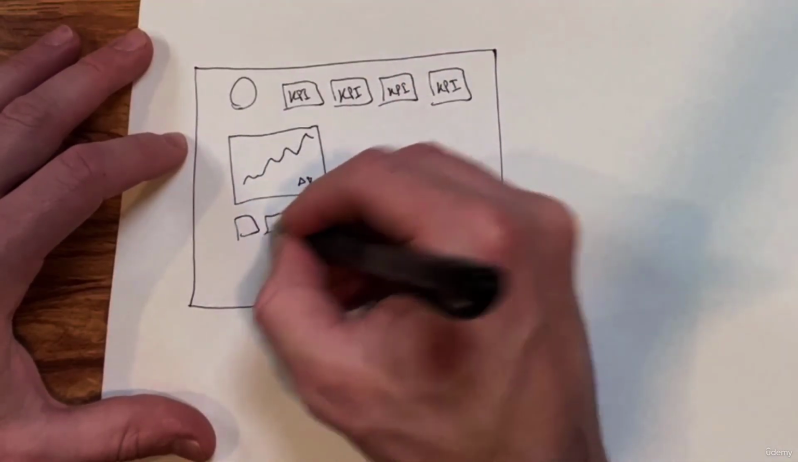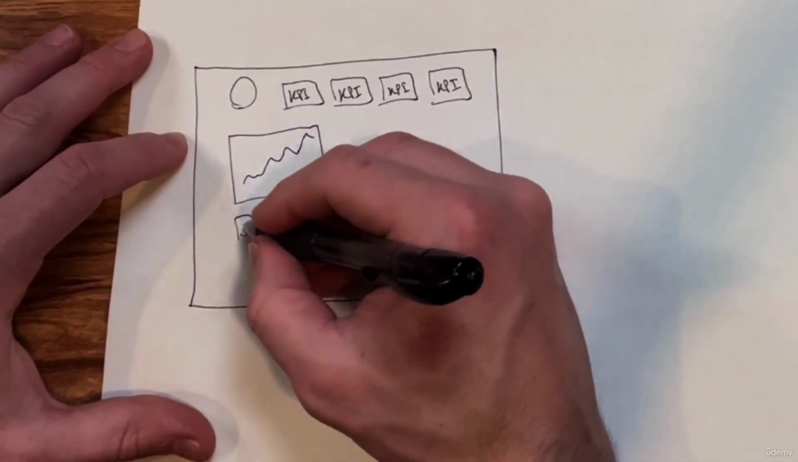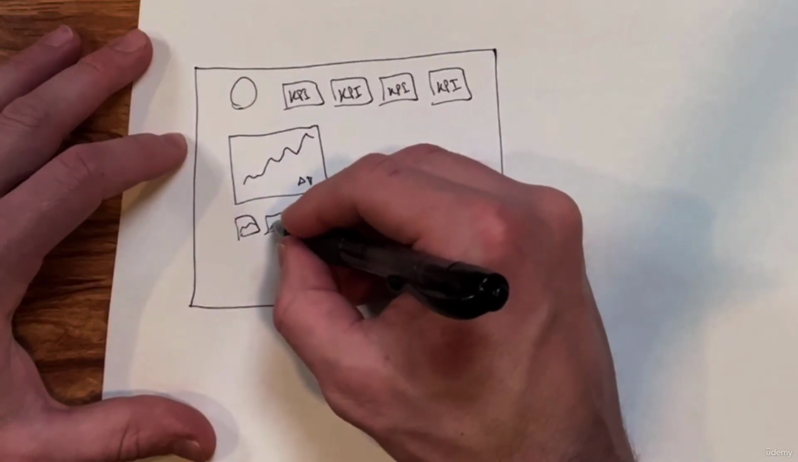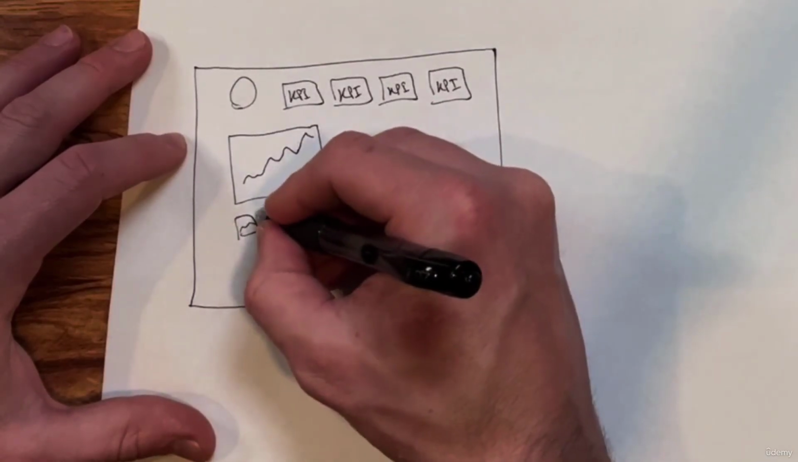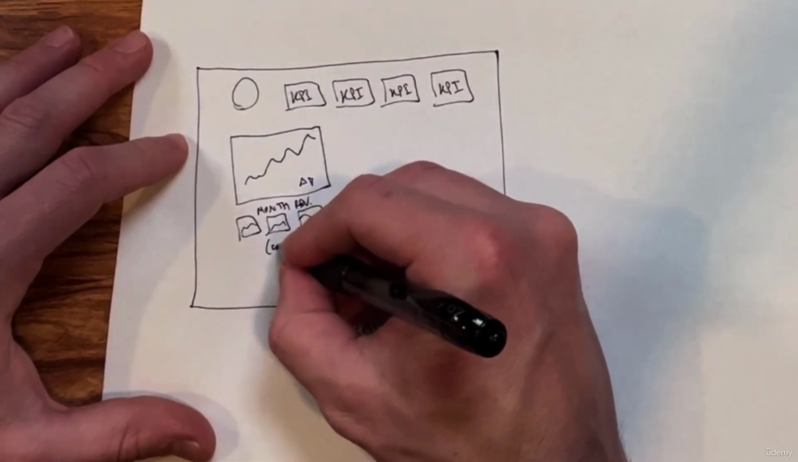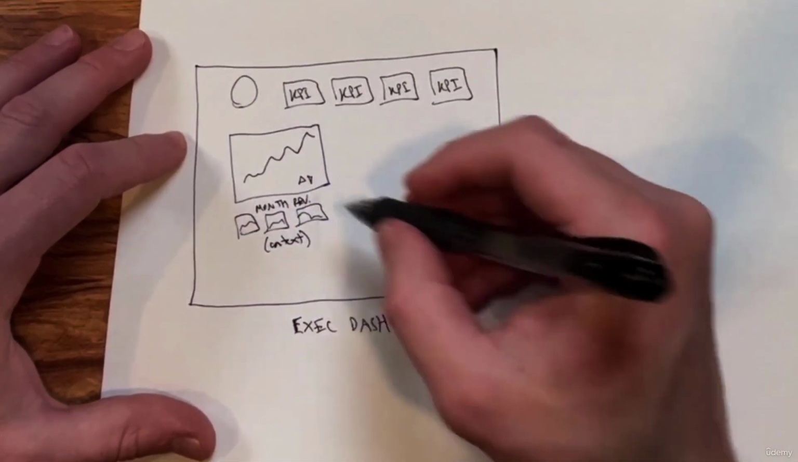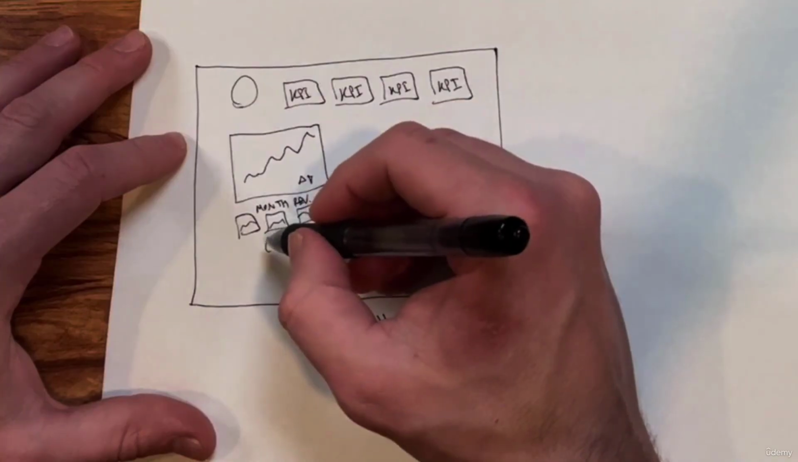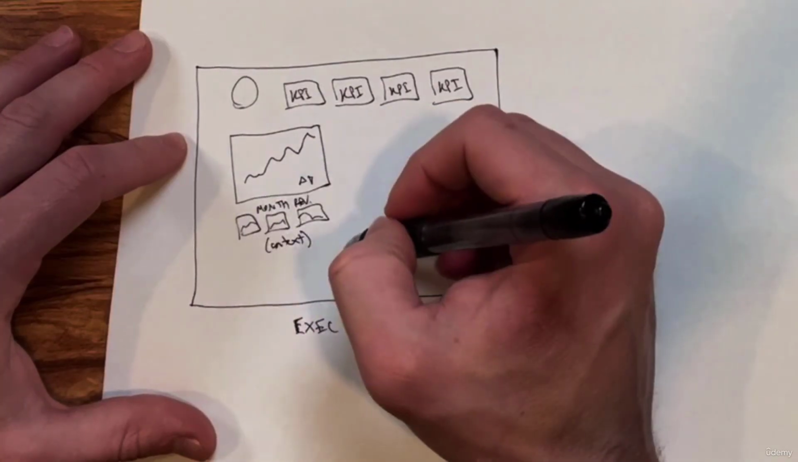So I think what we might be able to do is include some nice KPI cards down here that can show something like current month revenue. And again, that's going to give us context like current month, previous month, month over month change, and so on and so forth.